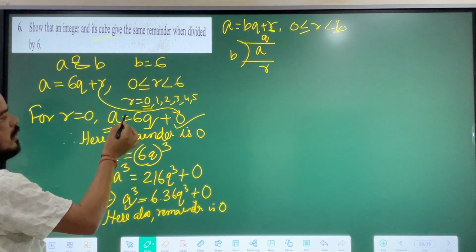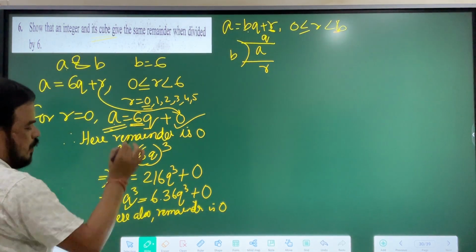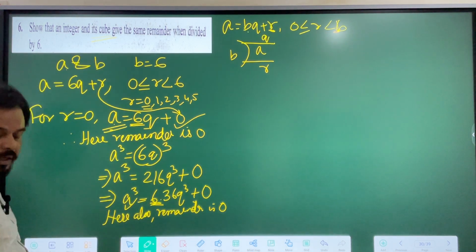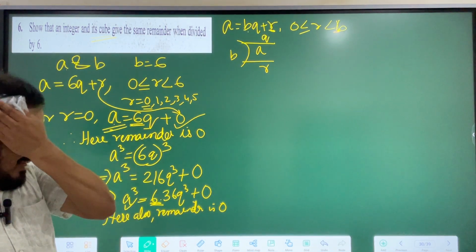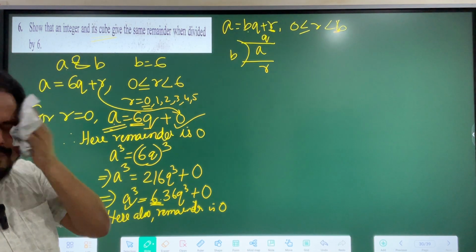How can we understand that it is divided by 6? Because in place of B, 6 is there. In place of B, 6 is there, which means by 6 we are dividing something.